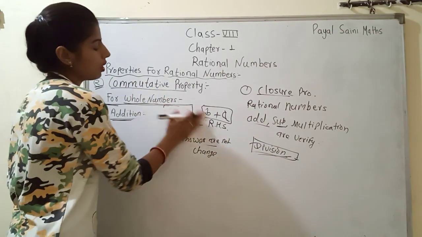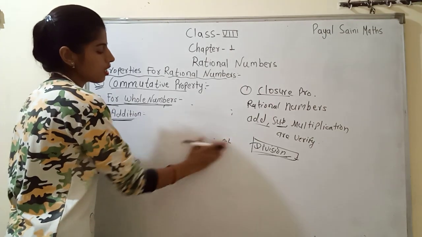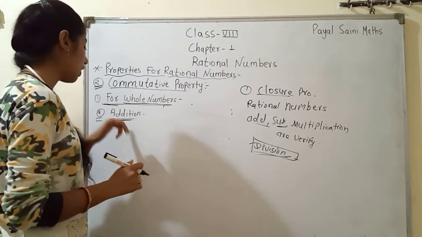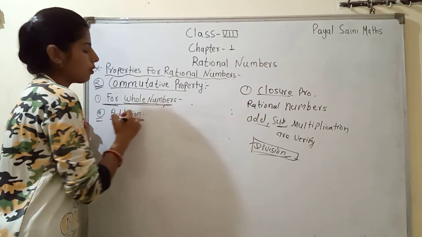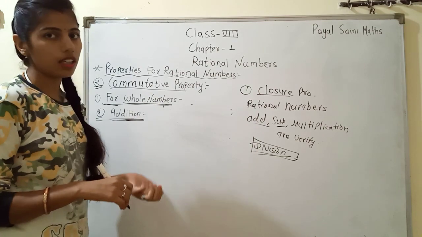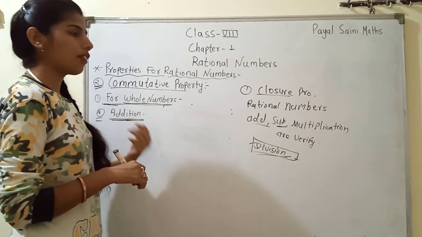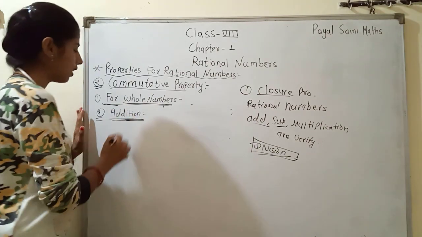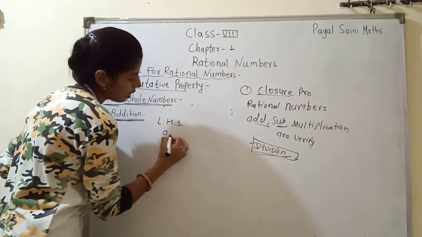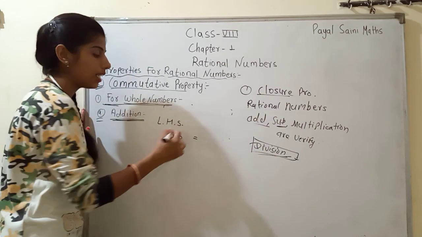For example, first we read about whole numbers. In whole numbers we check for addition. Operation number one is addition. In addition we check the commutative property, whether it is verified or not. Now we start addition. For addition, on the left side I write a plus b equal to the right-hand side.